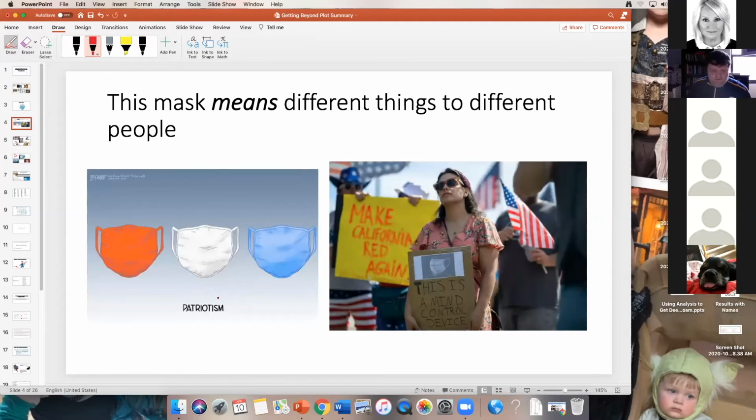Like over here on the left, you see this cartoon: the mask represents patriotism. It's about making yourself uncomfortable for the good of everyone else, for the good of the country. On the right over here, someone said control. You see this woman, an anti-masker, who says this is a mind control device.